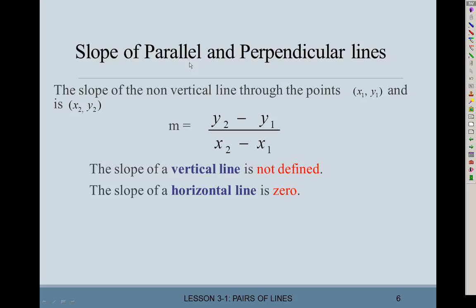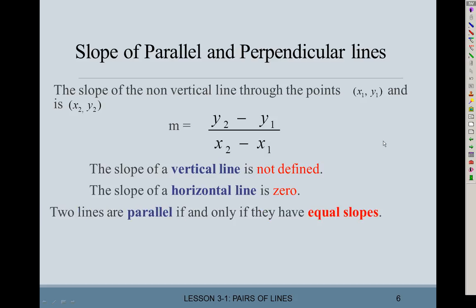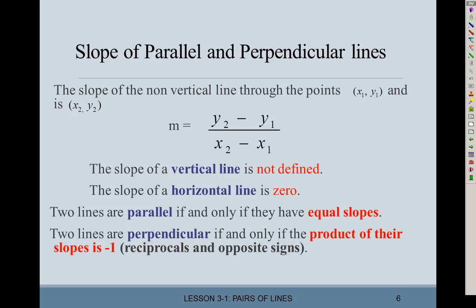Now when we're talking about slopes of parallel and perpendicular lines, you need to remember these rules. Two lines are parallel if and only if they have equal slopes. So the slopes must be the same when lines are parallel. Two lines are perpendicular if and only if the product of their slopes is -1. And that means you take the reciprocal and change the sign.